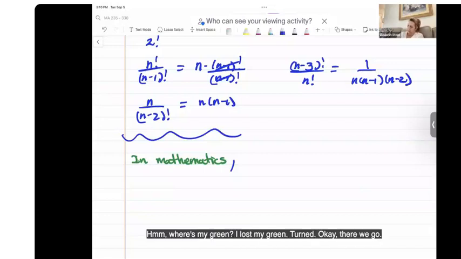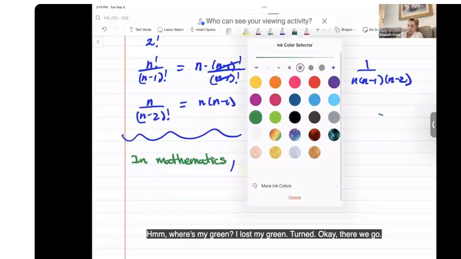Where's my green? I lost my green. Turned different color. Okay, there we go.